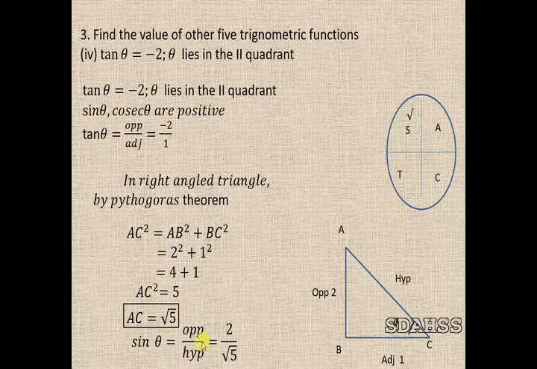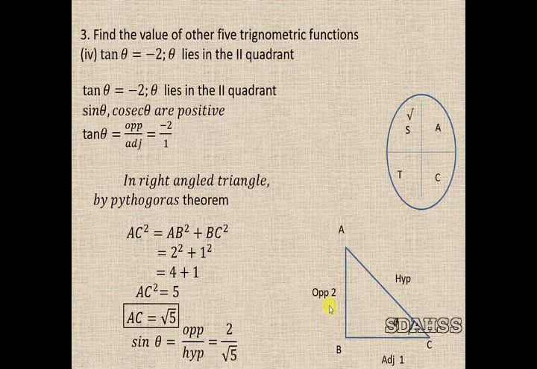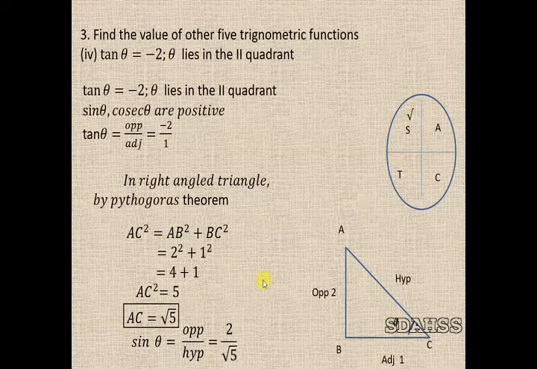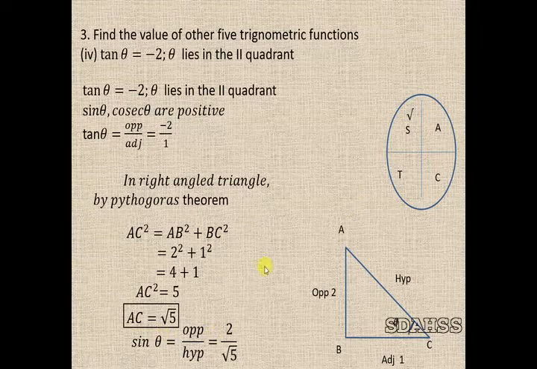Sin theta is equal to opposite by hypotenuse, which is equal to opposite side 2 and hypotenuse side root 5, so 2 by root 5. Here theta lies in the second quadrant, so sin theta is positive.